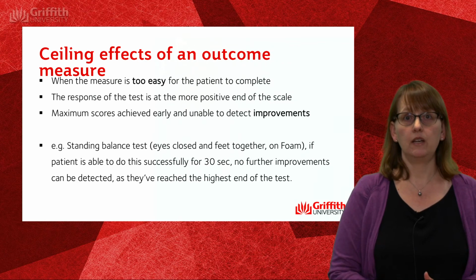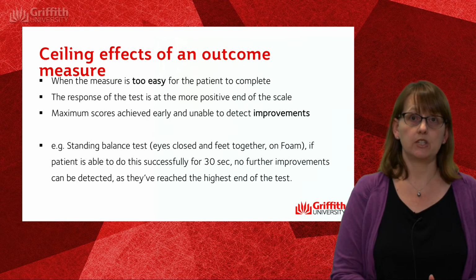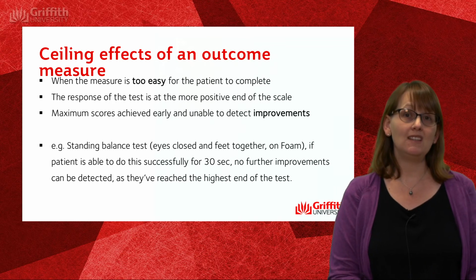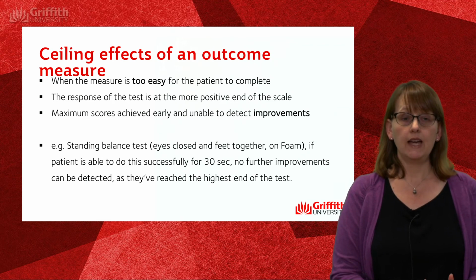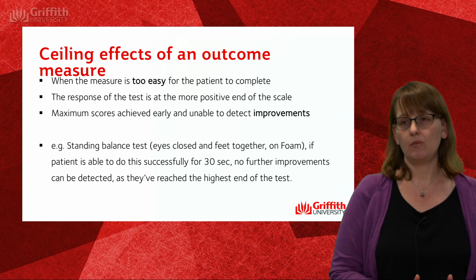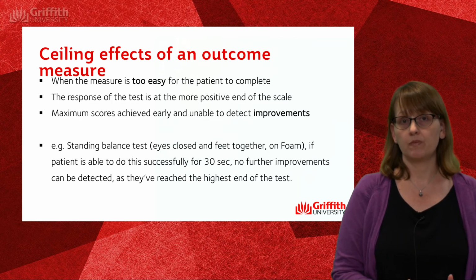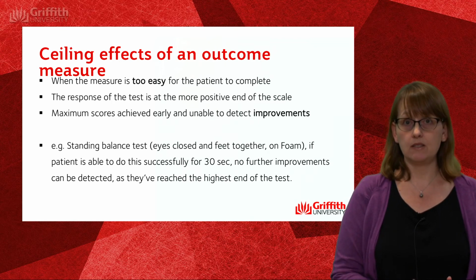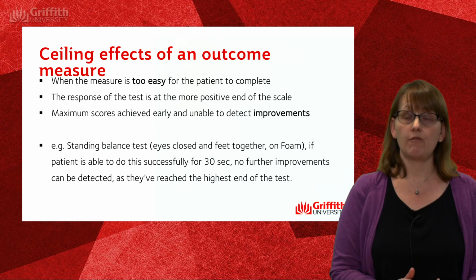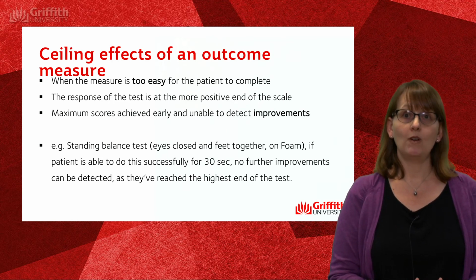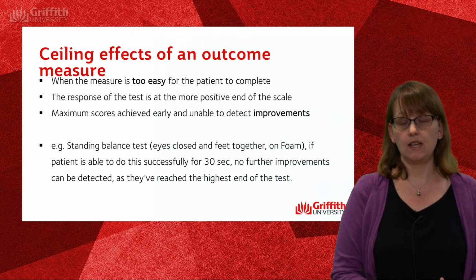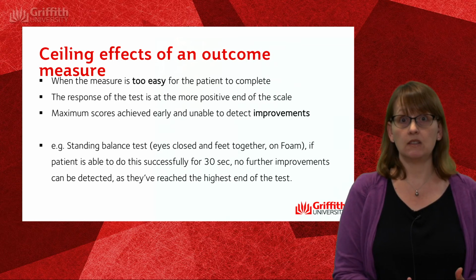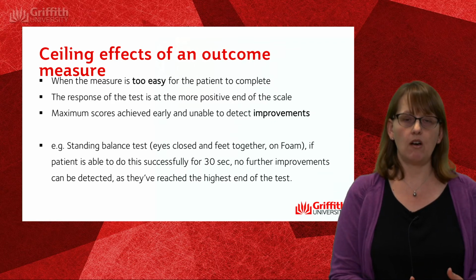On the flip side, we can talk about the ceiling effects of an outcome measure. This is when the measure is too easy for the patient to complete, so the response on the test is at the more positive end of the scale, and maximum scores are achieved early and we're unable to detect any improvements. An example of this, again with our standing balance tests: if we're standing with our feet together on a piece of foam with our eyes closed, and the patient is able to do this successfully for 30 seconds, then we're not going to see any further improvements detected using this test because they've reached the highest end of this test.